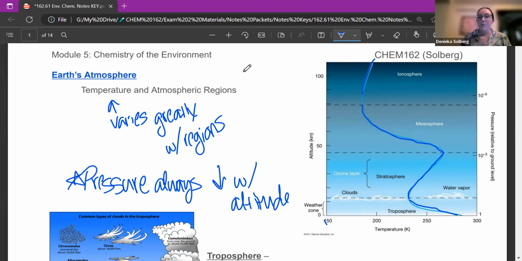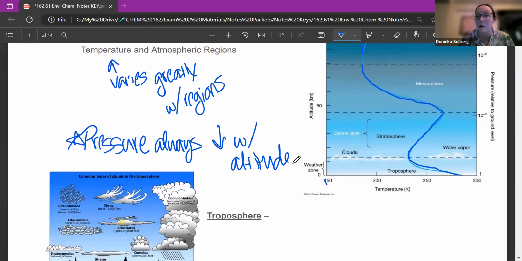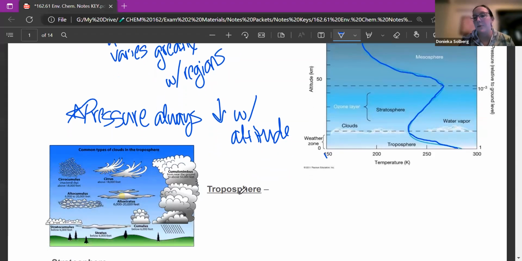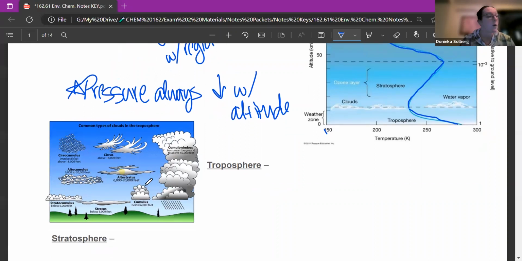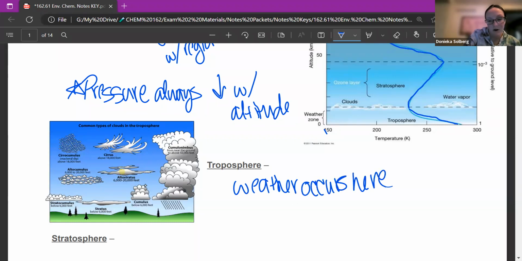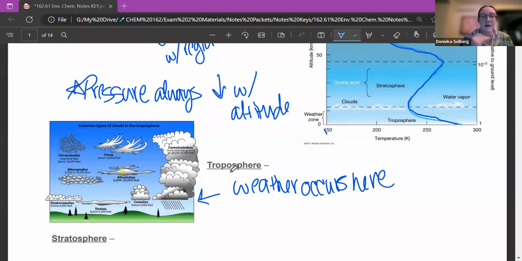So we are going to break these up. We're going to talk about different things that happen in different layers of the atmosphere, because different chemical reactions happen in those and they actually affect a lot of what we see. So I'm just going to briefly mention the troposphere. This is where we are. This is where weather occurs. Okay, so this is where we get all those clouds. And yes, there are some chemical reactions we'll talk about in the troposphere.